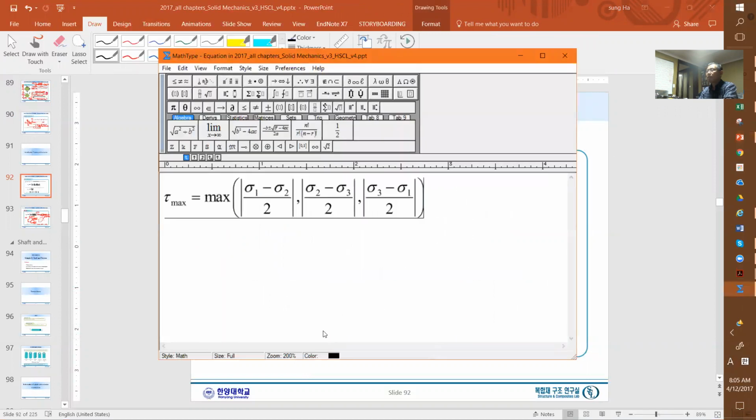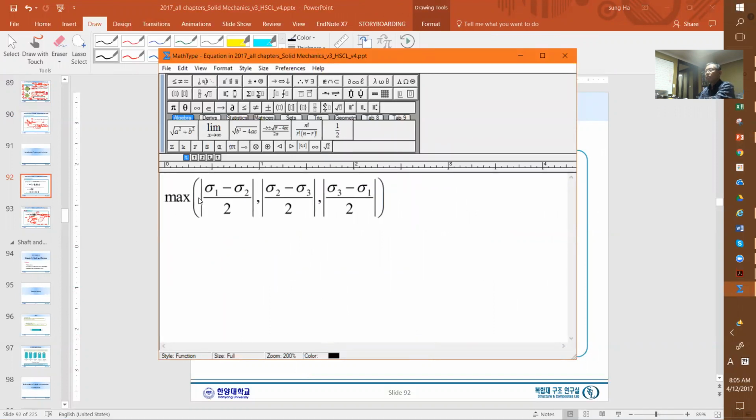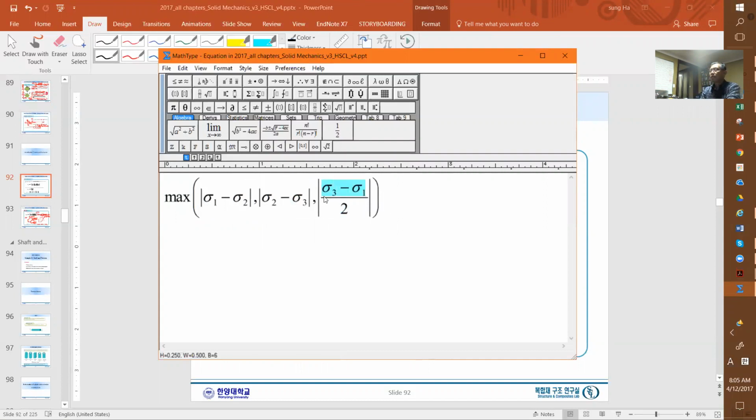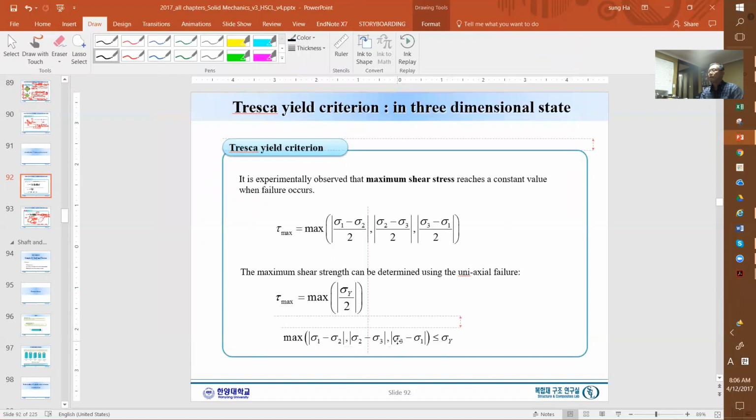So the final equation will be like that, and we don't need to have this and that, delete. And also here, and then delete, and 3 minus 1, and here, and delete. Now this has to be less than sigma yield, this one. Okay, so these are the final equations from Mises.